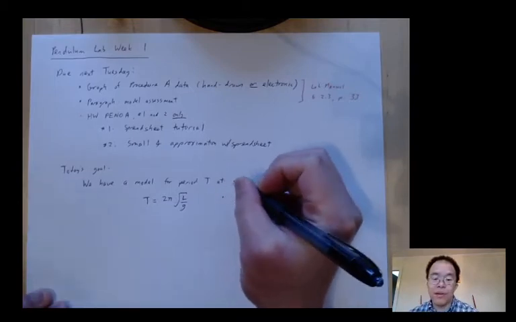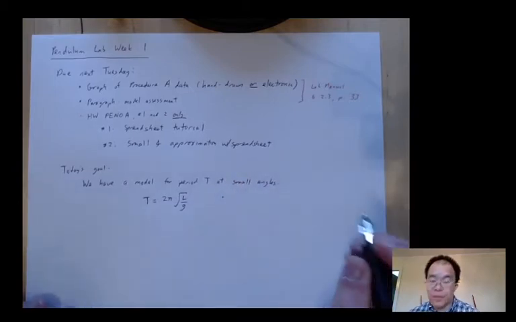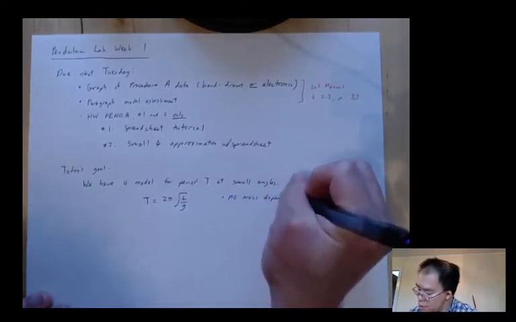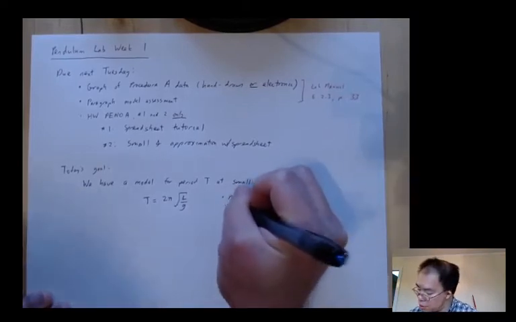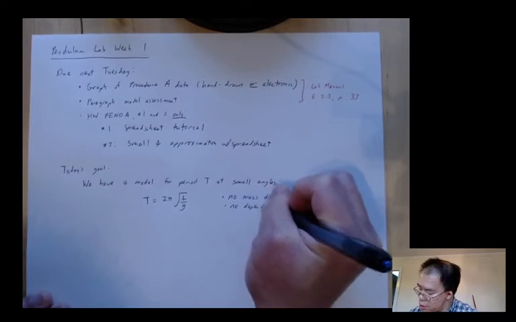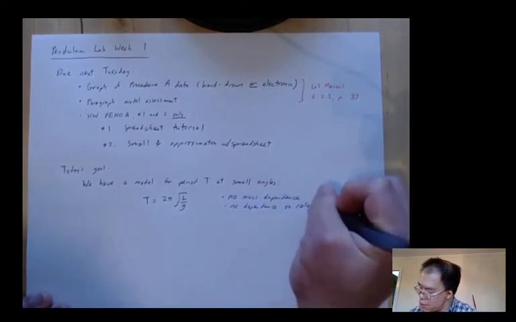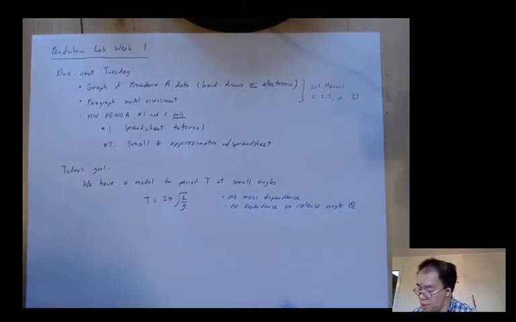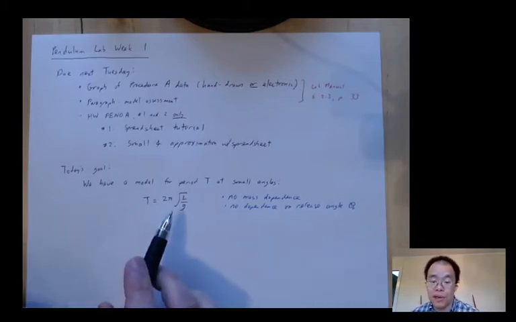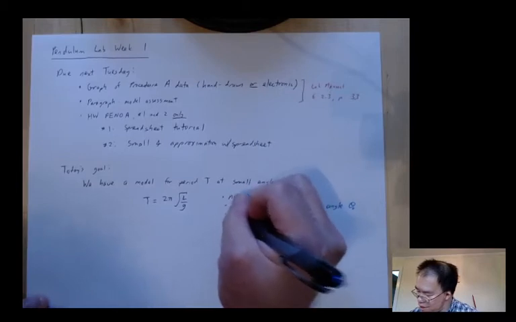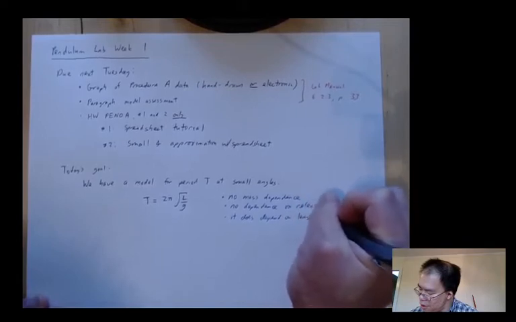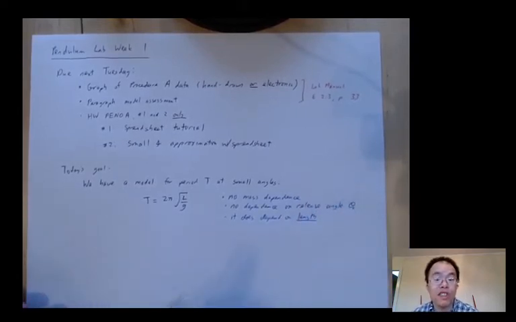It is interesting to note what this doesn't depend on. There's no mass dependence, and no dependence on release angle, which I'm going to call theta naught here. What this does predict, though, is that the period does depend on length. And that's what we're going to be checking today.